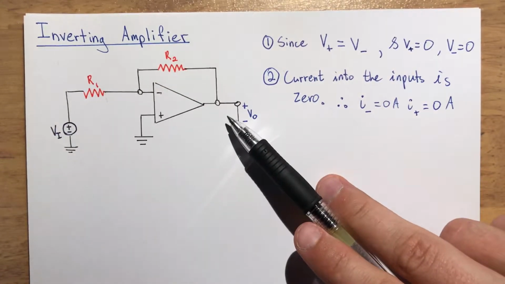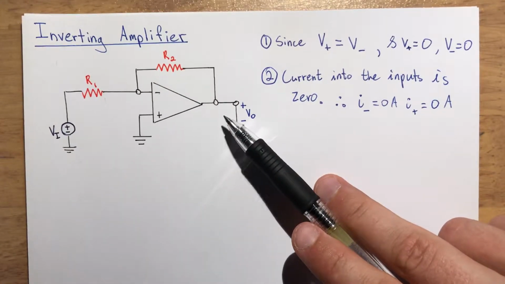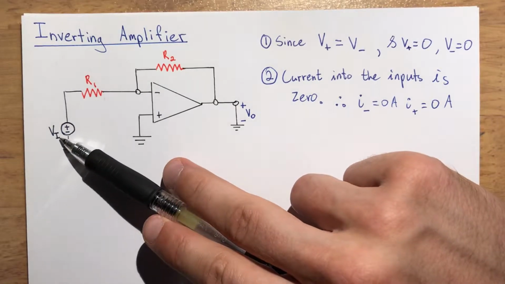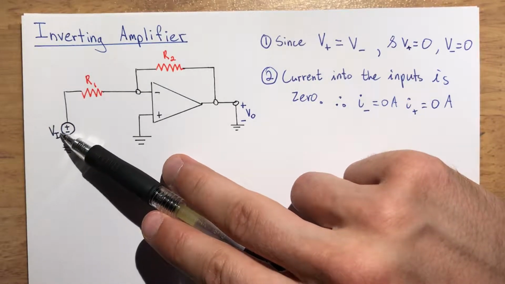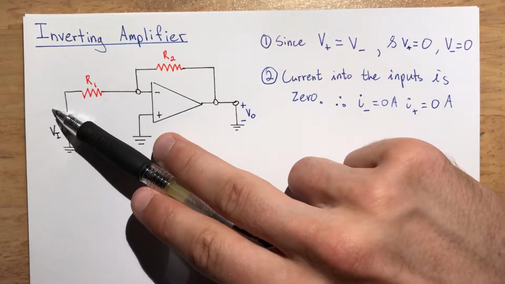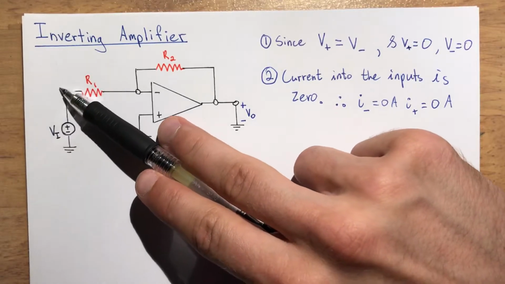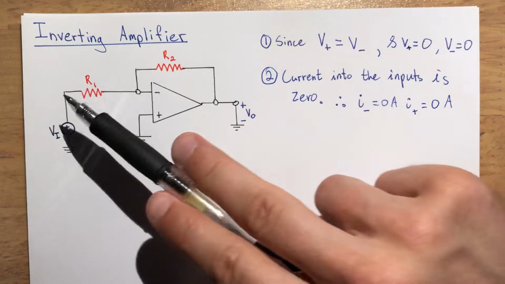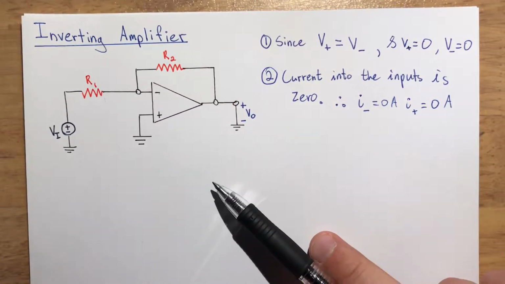Now the way that we're going to find the gain of this inverting amplifier, which is really the purpose of this video, is by using some simple circuit analysis rules and taking into account the fact that there's going to be a current that runs here, and using those rules to derive the equation.